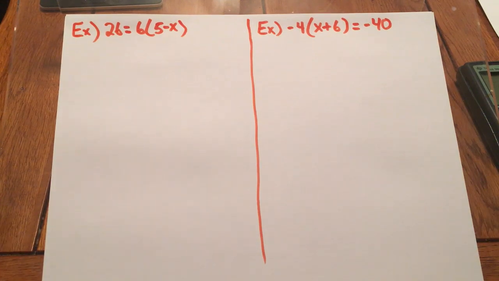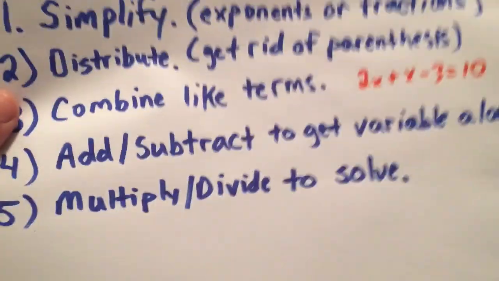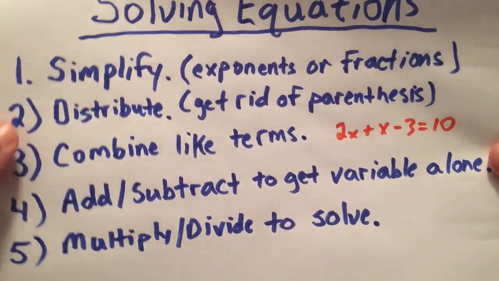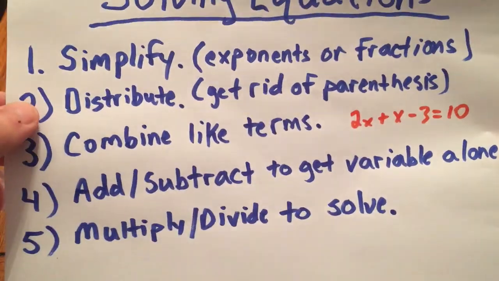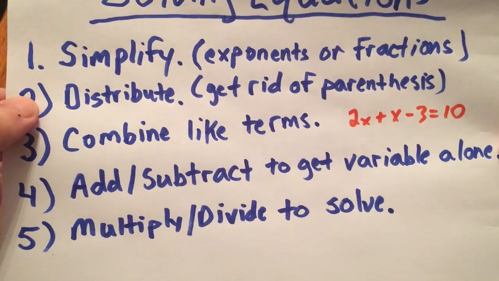Okay, so we're continuing our solving equations series, and now we're up into multi-step equations. So I wanted to show you another type of multi-step equation that you could have. Now here's a case. If we go back to our little rules that we had from before, we have simplify, get rid of exponents or fractions, then distribute to get rid of parentheses.